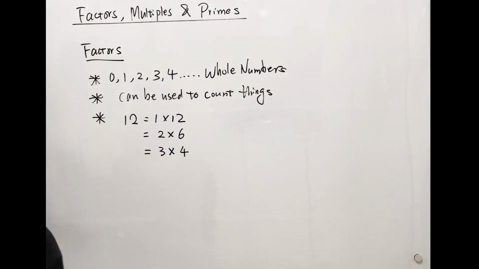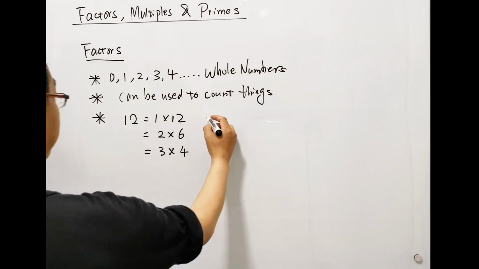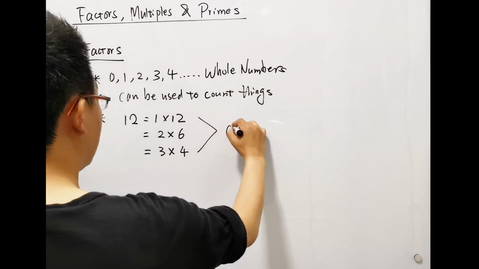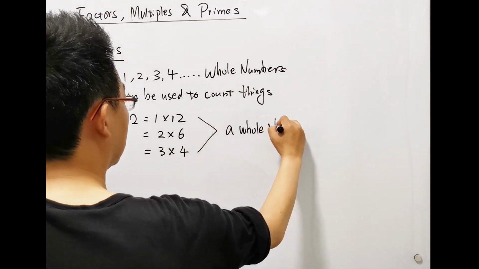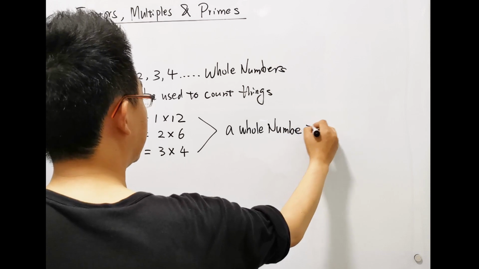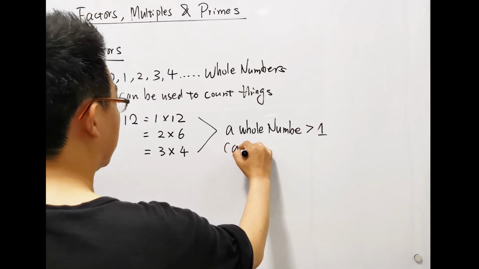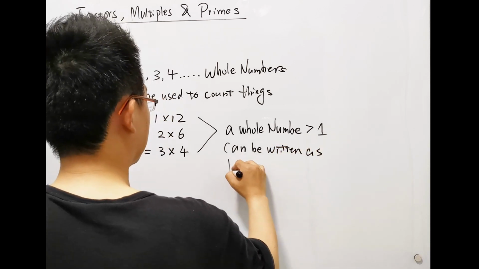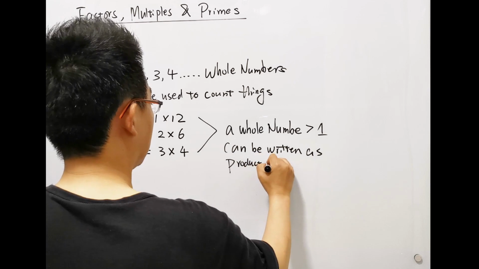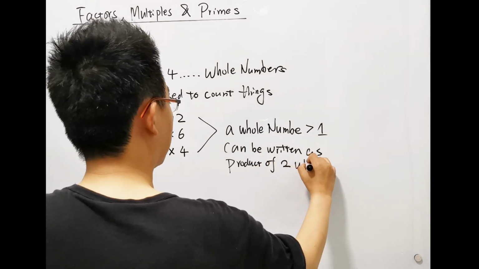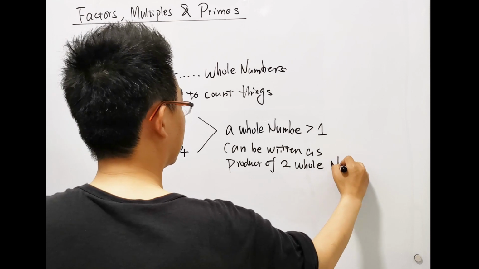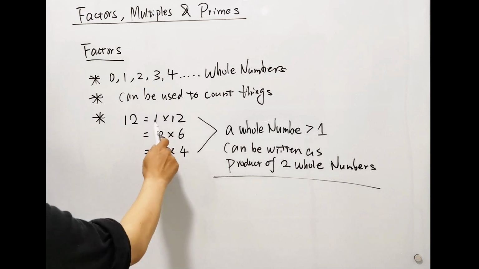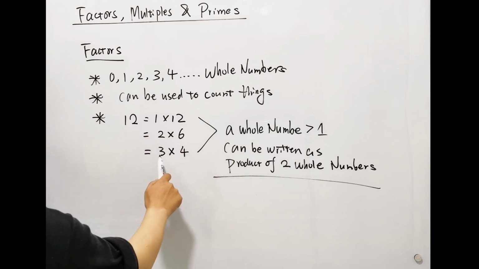So in this case, we can say that a whole number greater than 1 can be written as a product of two whole numbers. This is clear, right? Because you can write 1 times 12, 2 times 6, 3 times 4.